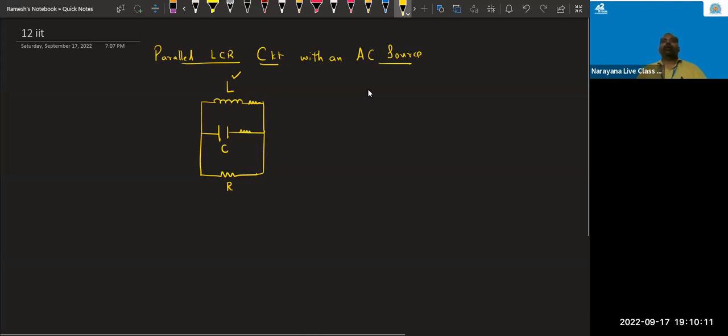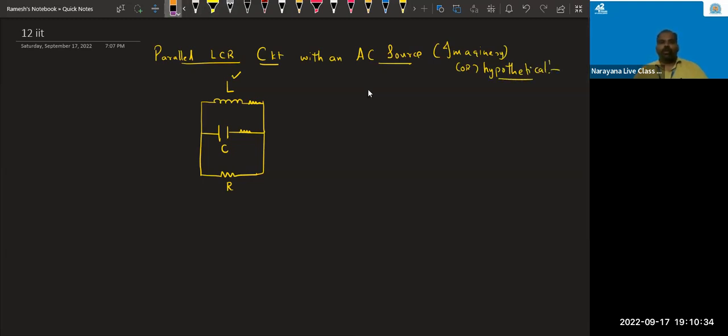So it is imaginary only, no? Why? Pure inductor, which planet will you go to? So it is an imaginary or hypothetical case. I mean, practically not possible. I hope you understood the logic.